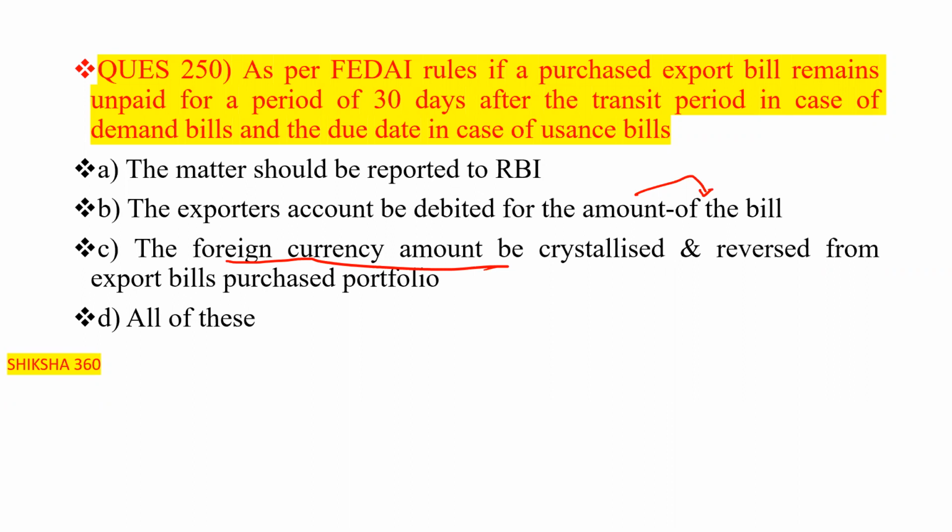So what is the correct answer here? The correct answer is option number C: the foreign currency amount should be crystallized and reversed from the export bill purchase portfolio. So option number C is the correct answer here.